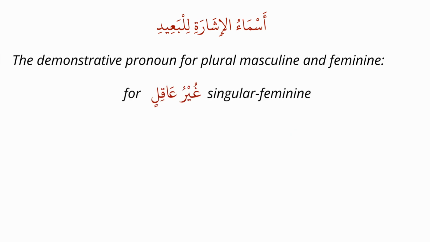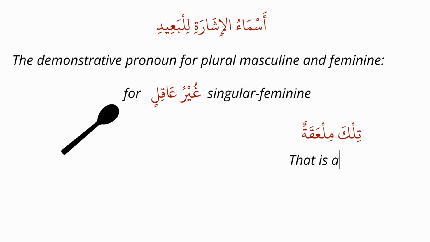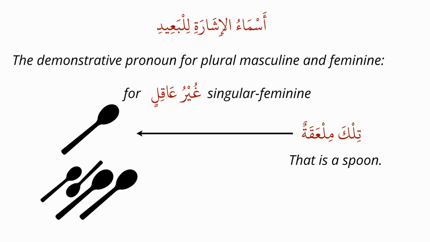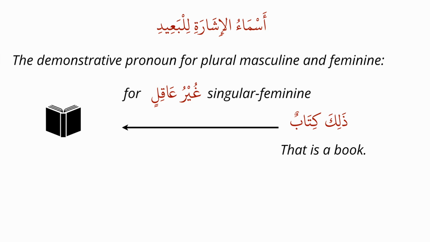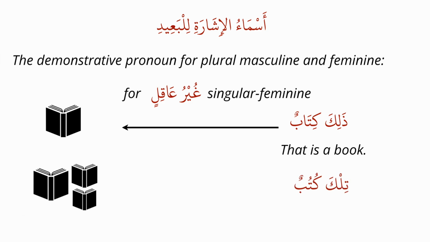And for غير عاقل, the distant demonstrative pronoun used is singular feminine, which is تلك. For example, تلك ملعقة. That is a spoon, and when we have the plural of غير عاقل, we use singular feminine and say تلك ملاعق. Those are spoons. Taking one more example, ذلك كتاب. That is a book. تلك كتب. Those are books.